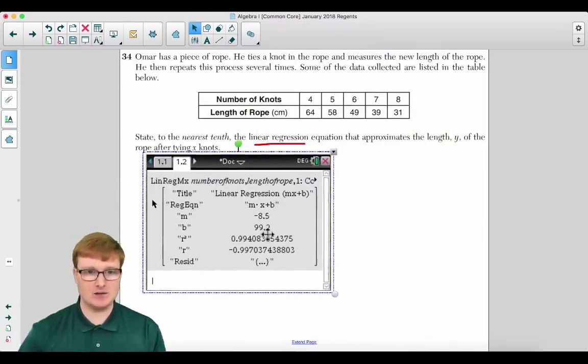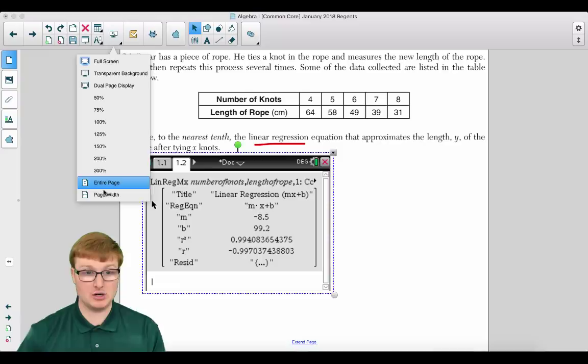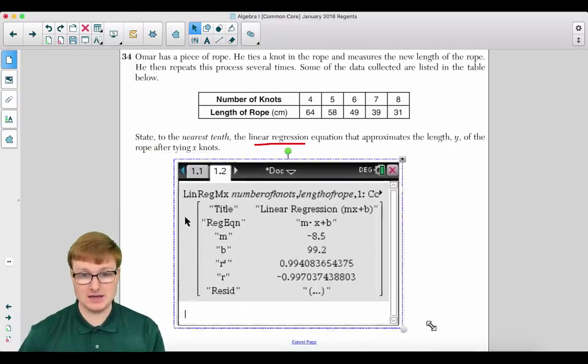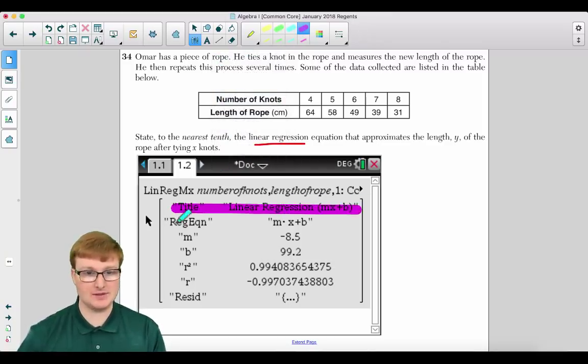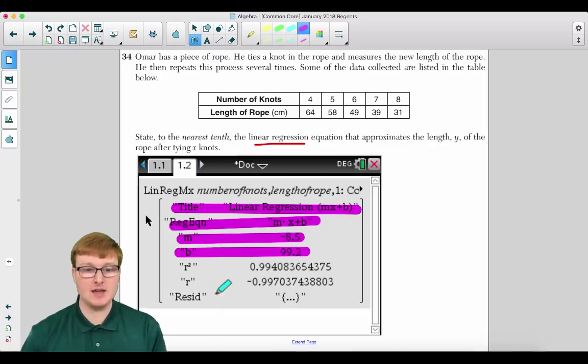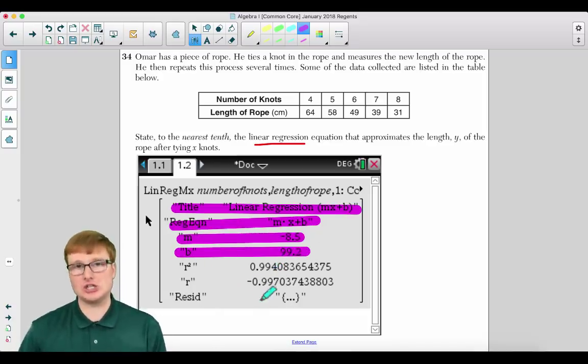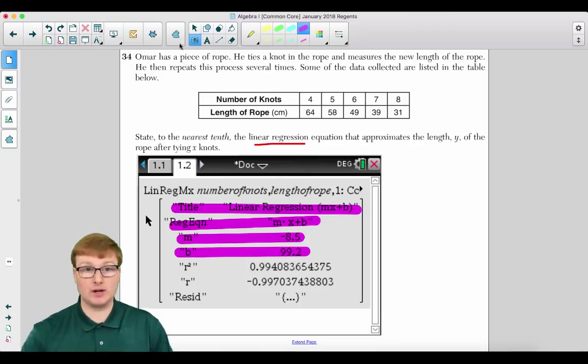You need to copy down what I personally would. I would copy down the title of what you're doing: the title, the regression equation, the M, and the B. We don't really care about the correlation coefficient because it's not asking you for that and doesn't even ask you later in the problem. So I would definitely copy down the first 4.